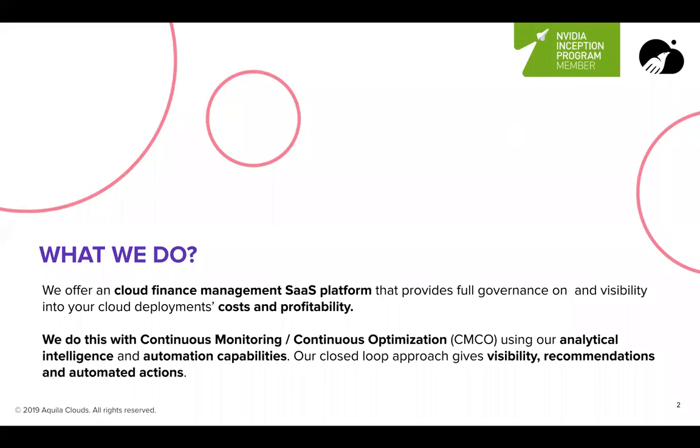So first of all, let me introduce Aquila Clouds to you. At Aquila Clouds, we have a mission to provide you with a cloud finance management platform for the current era. Our platform is SaaS-based, and we provide full governance on and visibility into your cloud deployment. We enable the paradigm of continuous monitoring and continuous optimization, CMCO, using our analytics, intelligence, and automation capabilities. You will see in our session today how we automate the cloud management tasks in the area of FinOps.